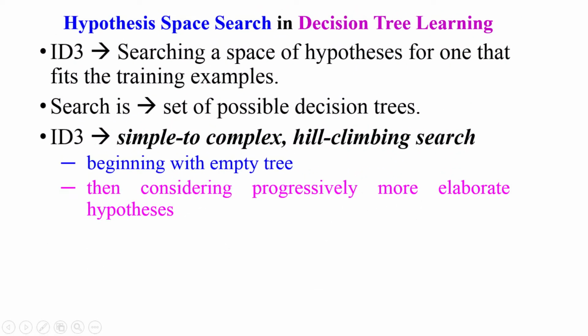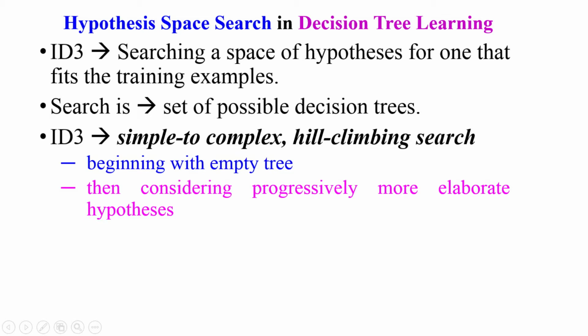The hypothesis space search in decision tree learning. ID3 can be characterized as searching a space of hypotheses for one that fits the training examples. ID3 will search the hypothesis space for the hypothesis which fits correctly to the training examples. The hypothesis space searched by the ID3 algorithm is the set of possible decision trees. ID3 performs a simple to complex hill climbing search through this hypothesis space.